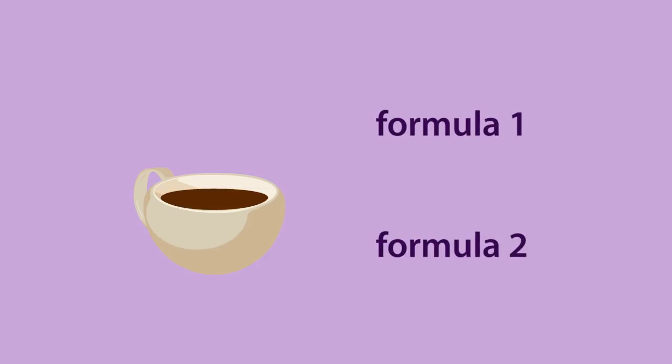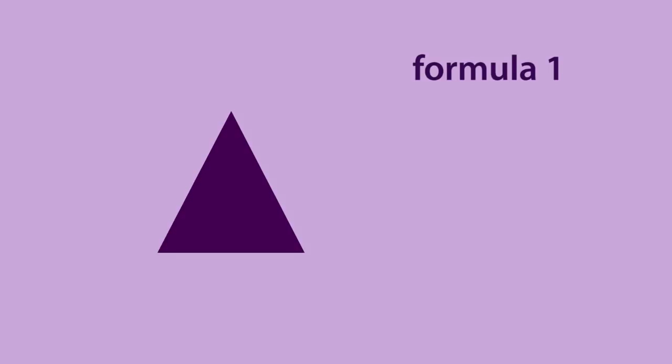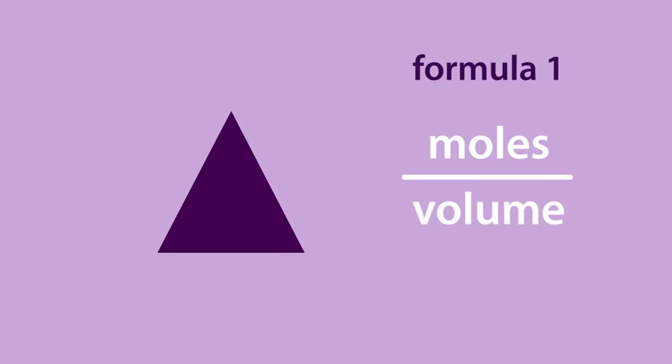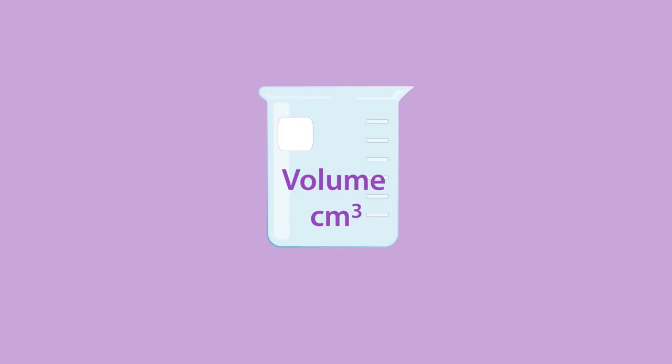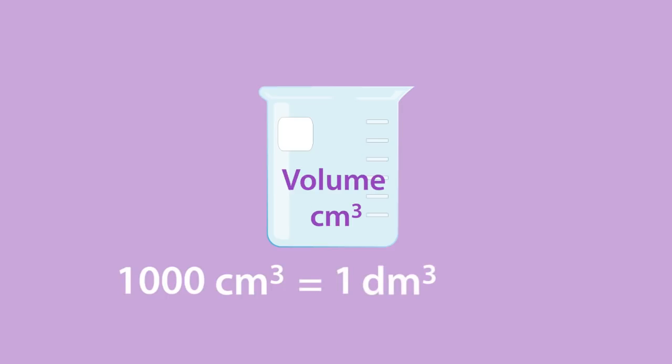We can calculate this using two formulae and accompanying formula triangles. The first way of calculating concentration is to use moles, an amount of a chemical substance, and divide it by its volume. Here's the formula triangle for this. Most of the time, volumes are measured in cubic centimetres, so 1000 cubic centimetres is equal to 1 decimetre cubed, or 1 litre. So, how many decimetre cubed is 500 cubic centimetres?